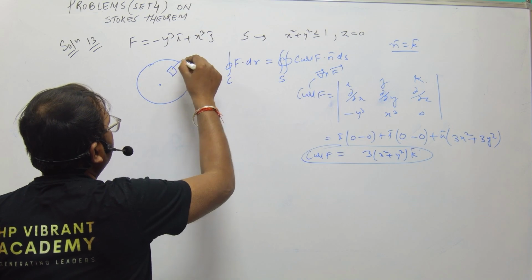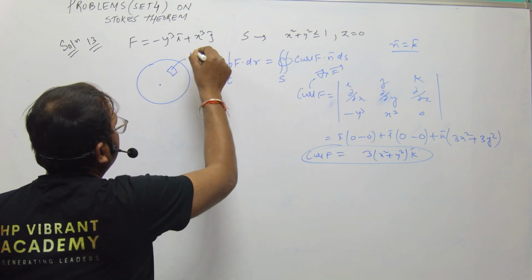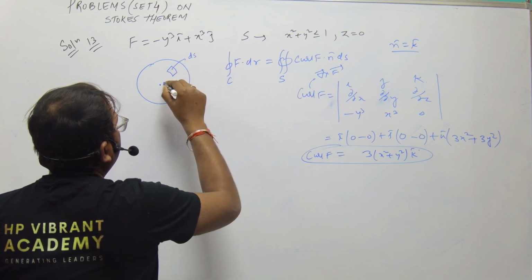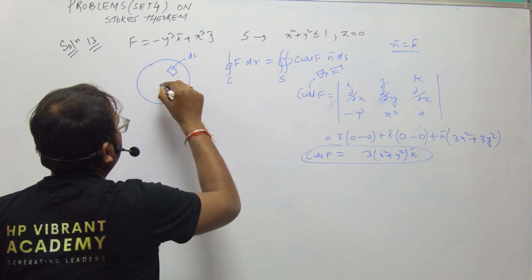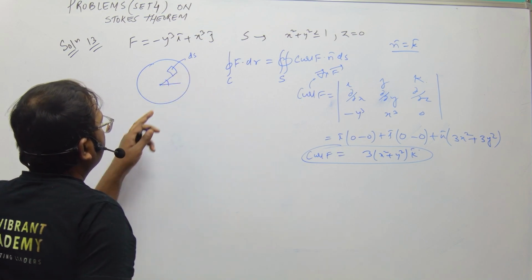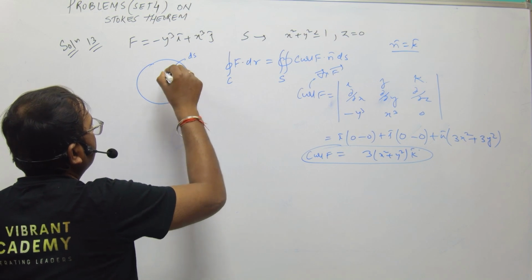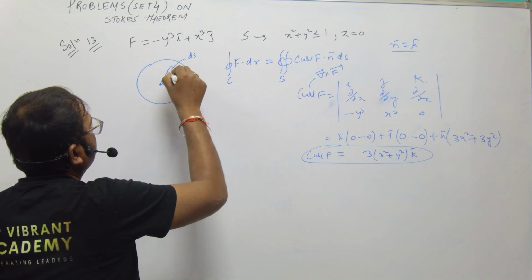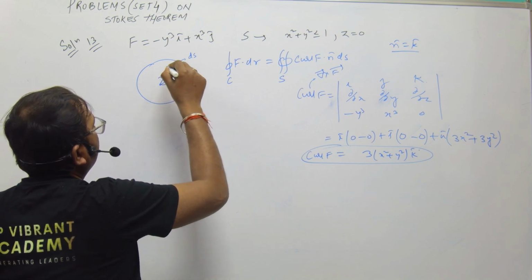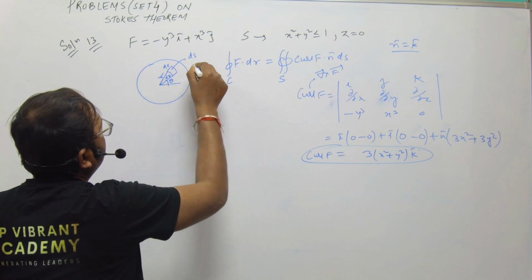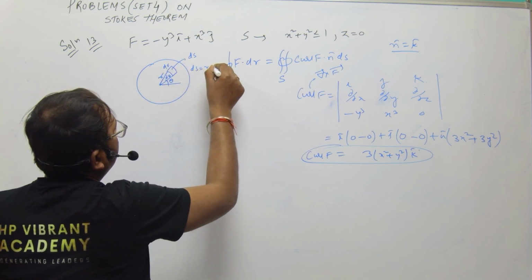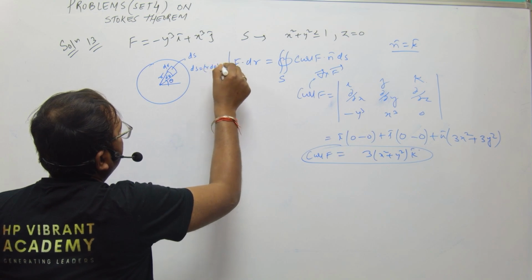Okay, let us take an elemental area ds. This is at an angle of theta from the horizontal. Let us take this as theta and this as d theta, and this is at a distance of r, so this is dr. So ds is equal to r d theta into dr.